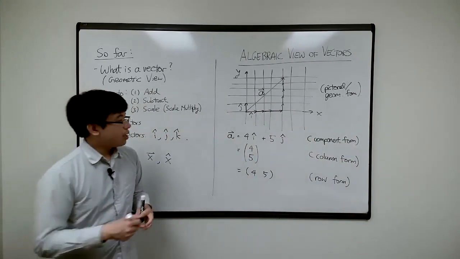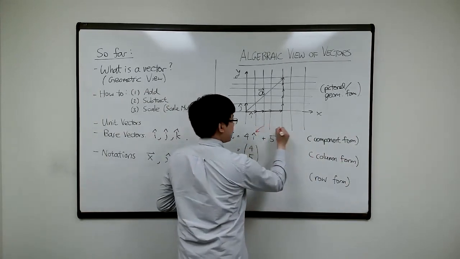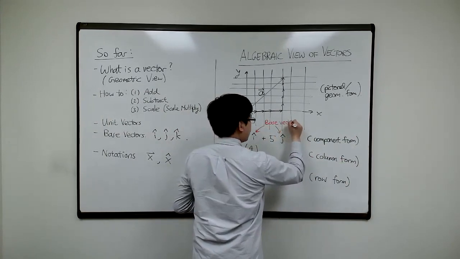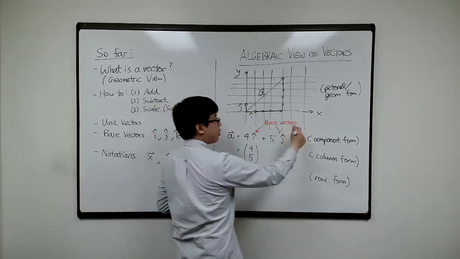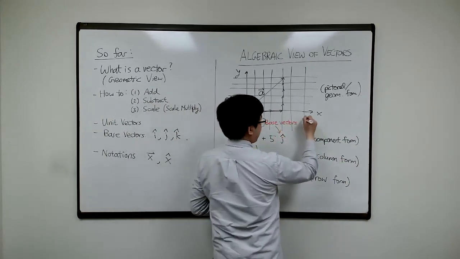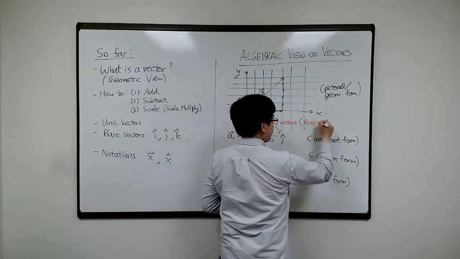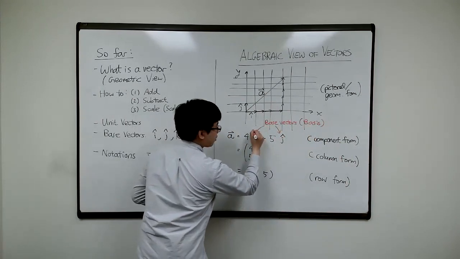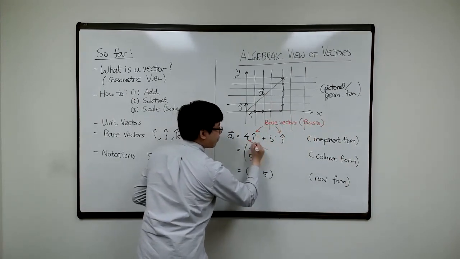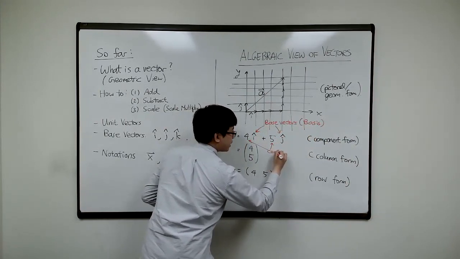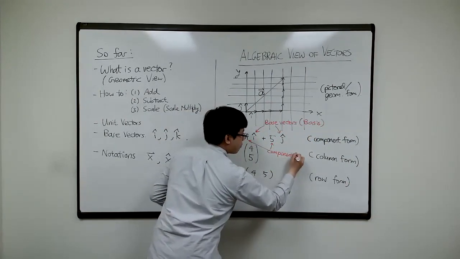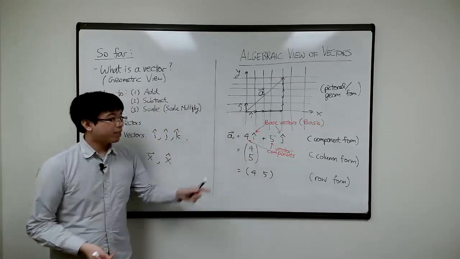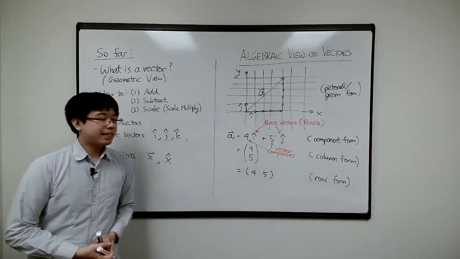Like I said, these are called base vectors. If it's plural, the whole set together is sometimes called a basis. You can use them interchangeably. So the i and the j are base vectors. The 4 and the 5 are called the vector components. The vector components themselves are just numbers or scalars.